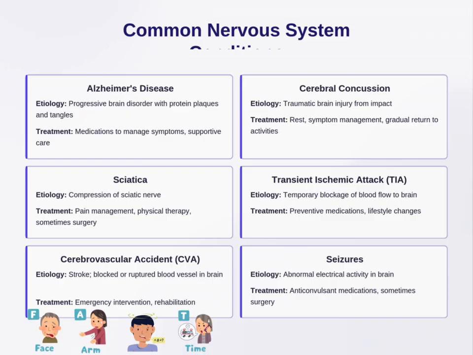Treatment is early intervention, so being able to recognize a CVA, and we use the FAST acronym, which is facial drooping, arm weakness, slurred speech, time to call 911. And then seizures are the result of abnormal brain activity, sometimes resulting in convulsions, and treated with anticonvulsant medications. Again, that's very individualized as well.